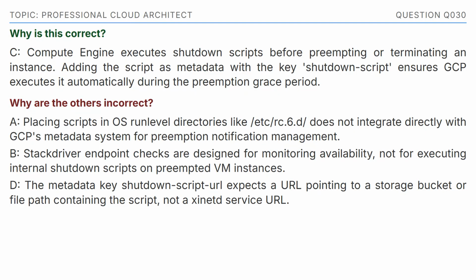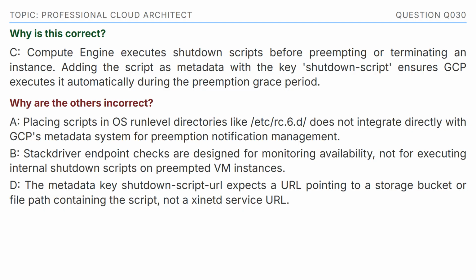C. Compute Engine executes shutdown scripts before preempting or terminating an instance. Adding the script as metadata with the key shutdown script ensures GCP executes it automatically during the preemption grace period. Why are the others incorrect?